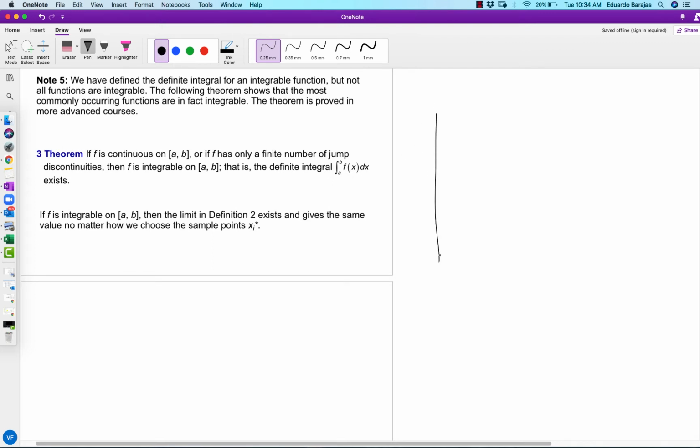So for example, if we have f of x like this, y like that, and we have some function. Okay, so here is a continuous function from a to b. So obviously that area is going to exist.